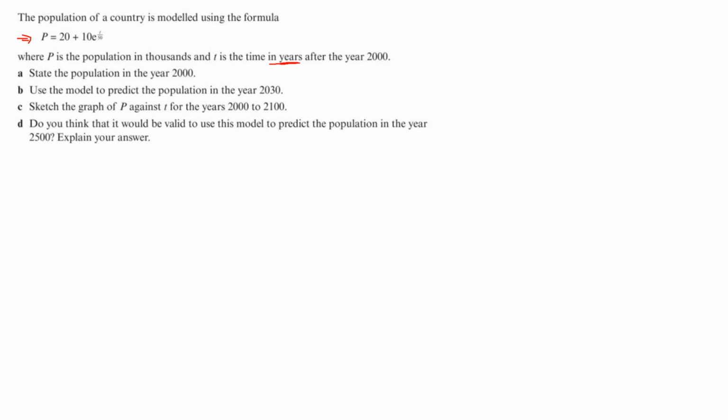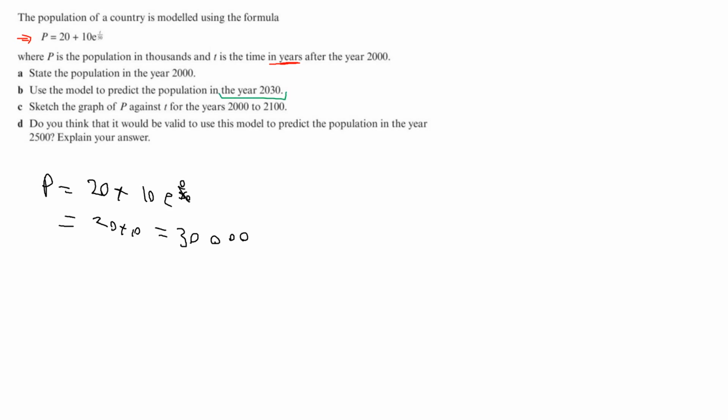Well, at the year 2000, T is equal to 0. So therefore, P is equal to 20 plus 10e to the 0 over 50, which is just 0, right? That's the same as 20 plus 10, which is equal to 30,000. That's how we work out the initial value of a population when it's modeled.